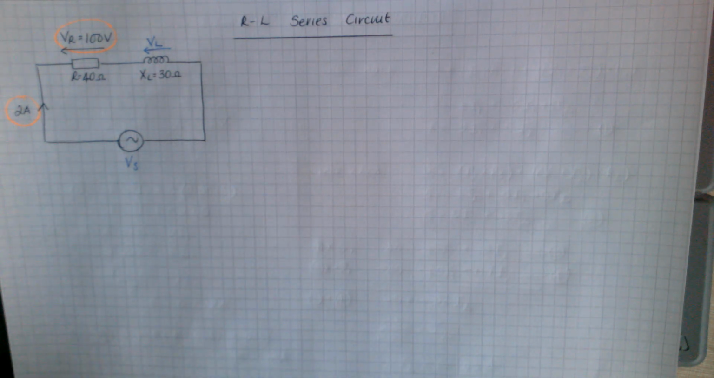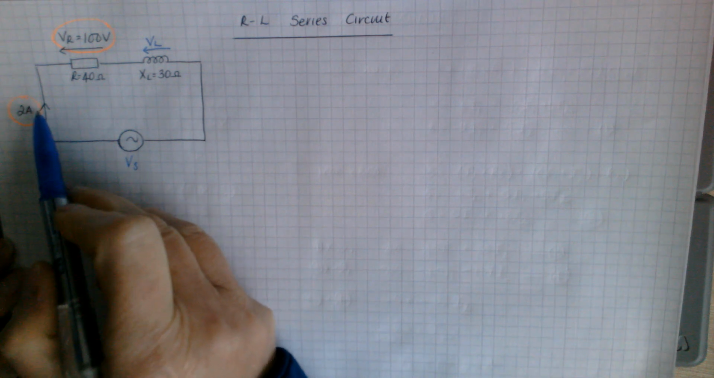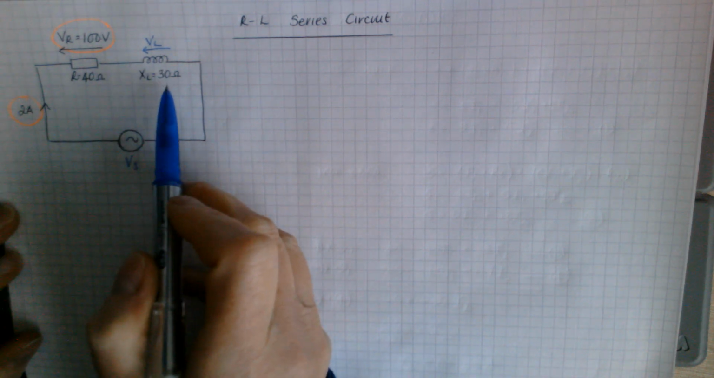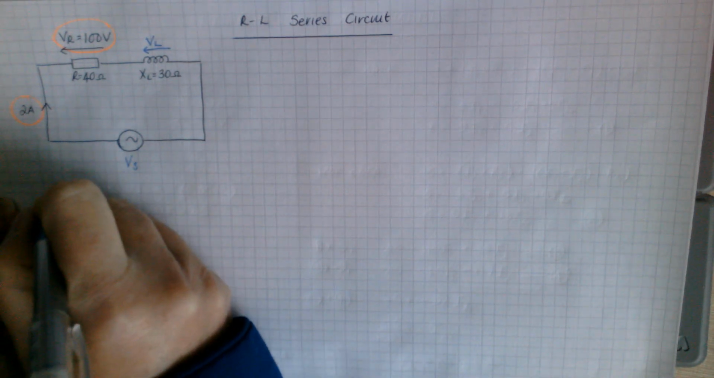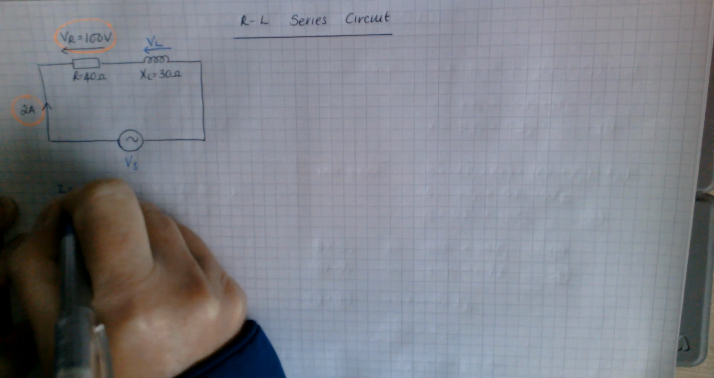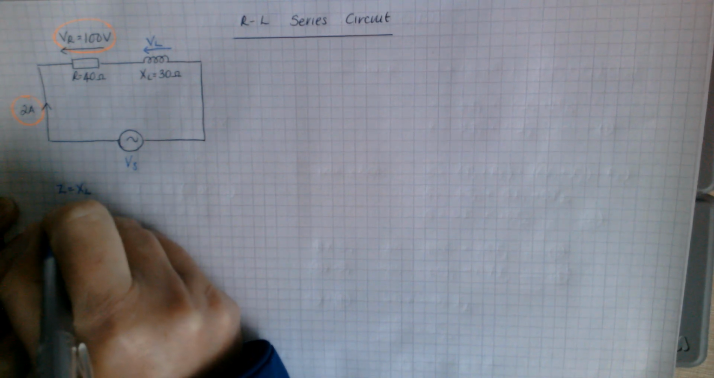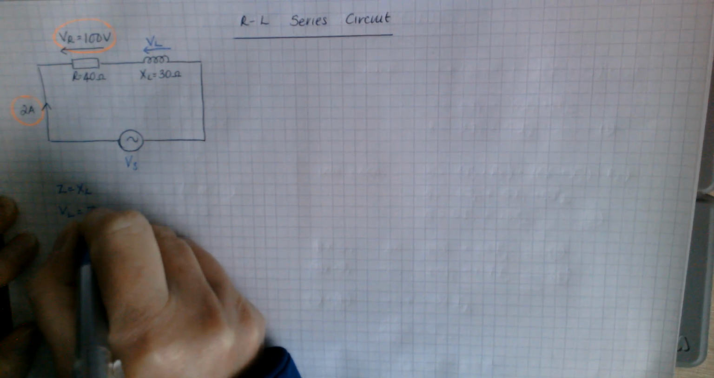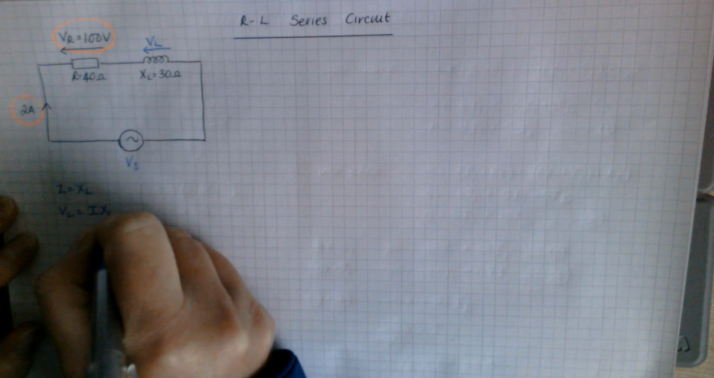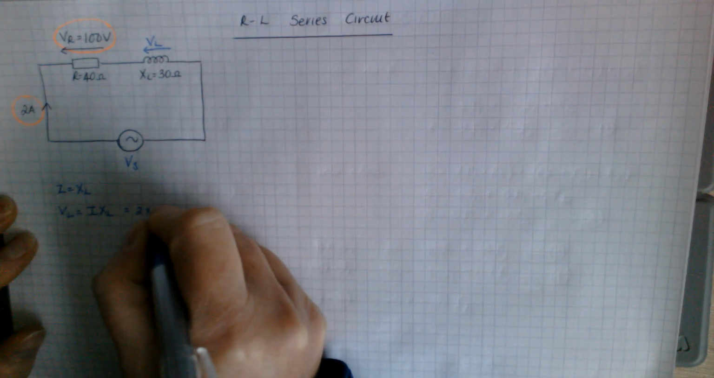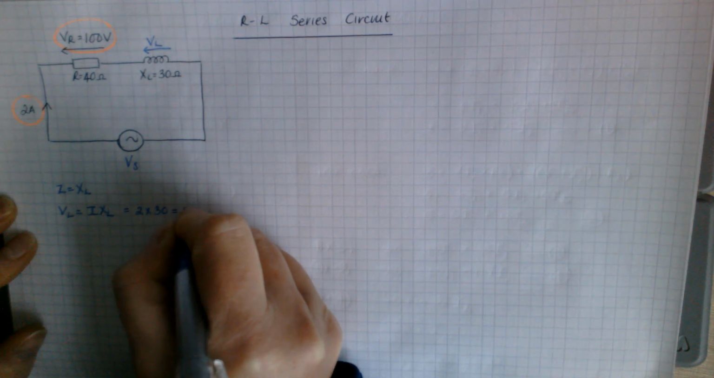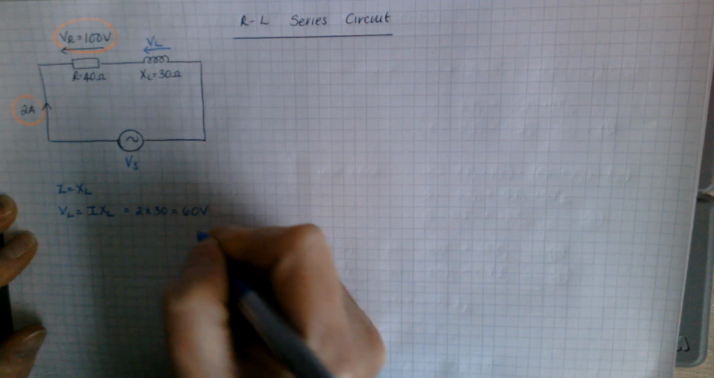So, looking at this, we should be able to work out VL because we know the current coming from here is 2 amps and we've got a value of XL as being 30 ohms. So for the inductor, the impedance of the inductor is equal to the XL. So VL is going to be I times XL. So 2 times 30 gets you 60 volts.